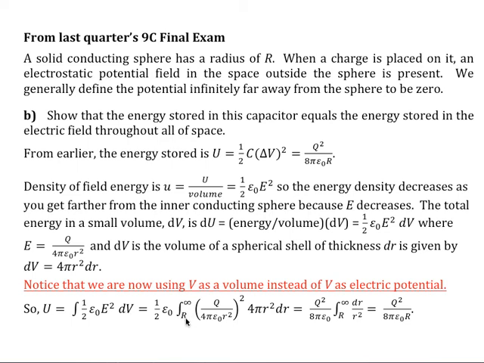The electric field starts at R, at the surface of the conductor, because that's charged, and runs all the way out to infinity because the other conductor is out at infinity. So here's the energy density, 1/2 E0 times E squared. Here's dV. Integrate that from R to infinity, and we end up with Q squared over 8 pi E0 R, the same as the energy stored in the capacitor.